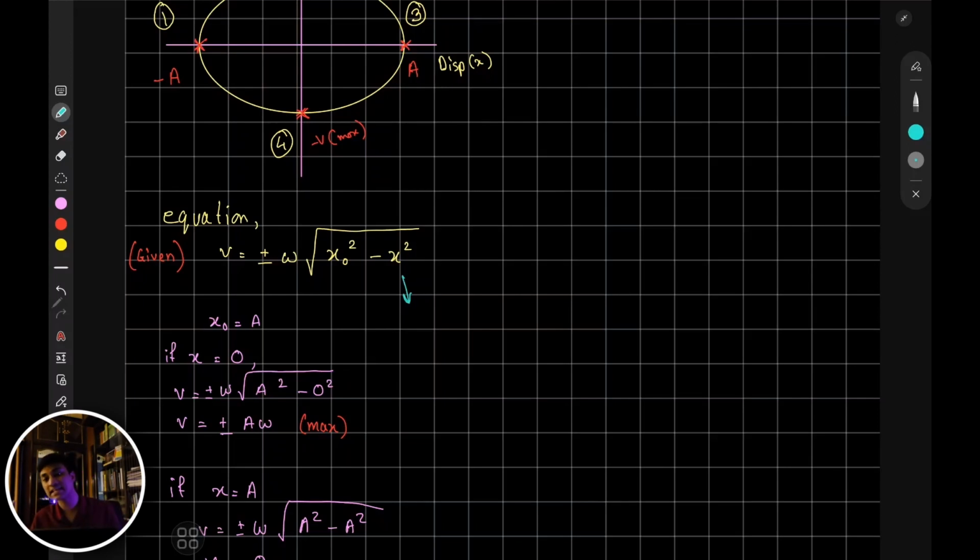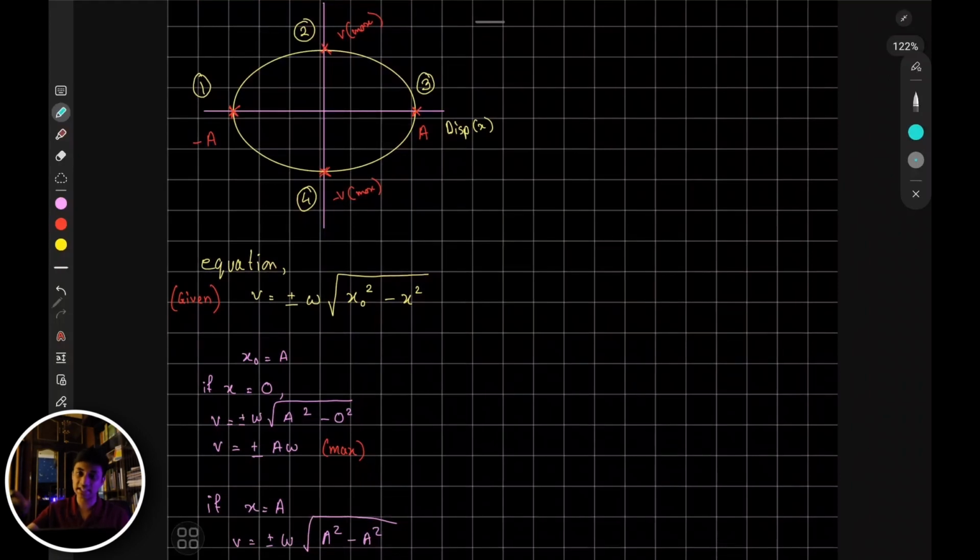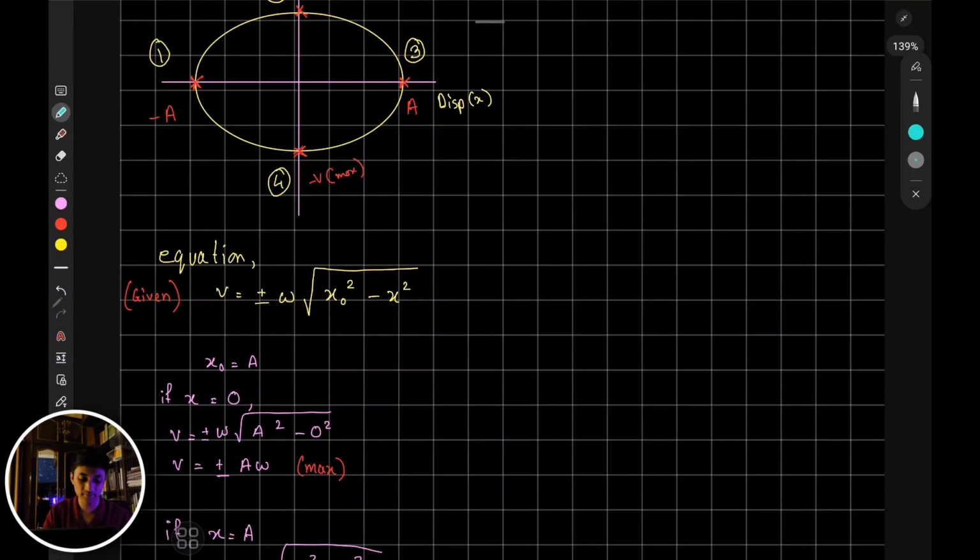So they might tell you that x = 2 centimeter, x = 5 centimeter. Find out the velocity in this position, right? So with that information, you're going to plug in those values and get the velocity.